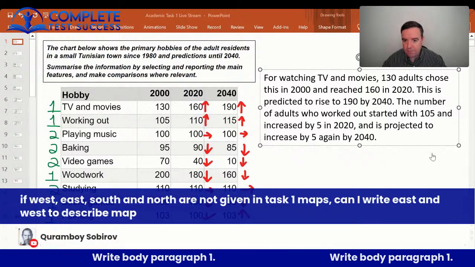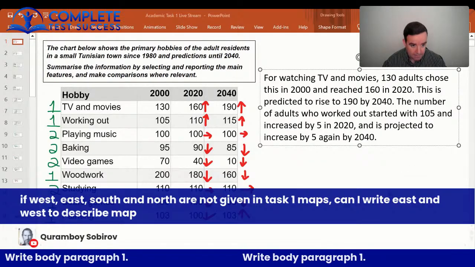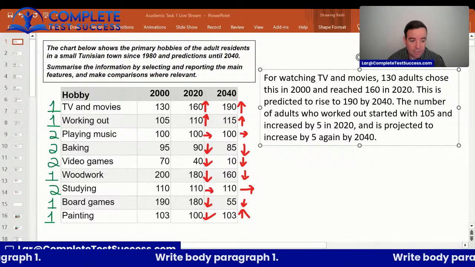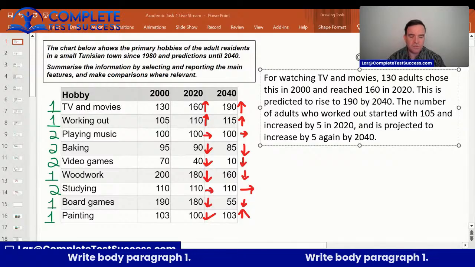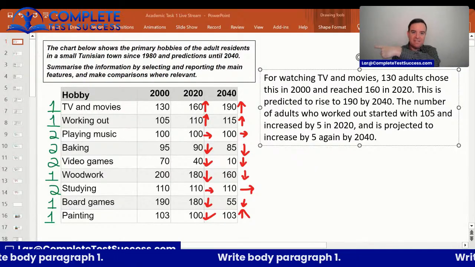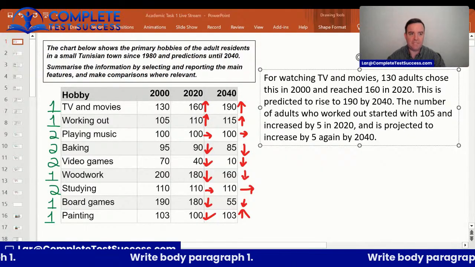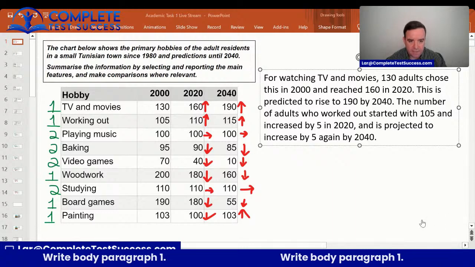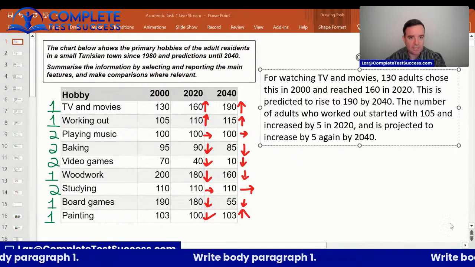If west, east, south, and north are not given in task 1 maps, can I write east and west to describe? You can. Yeah, that's no problem. So usually they'll have a compass, but sometimes they don't. But yeah, you can definitely still use that language. It would be very unusual for someone to hand you a map where north is facing to the left. Most maps are handed to us with north facing upwards. That's fairly standard practice. So yes, that's fine. If there is no compass, go ahead, use those terms to describe the locations. That's no problem.